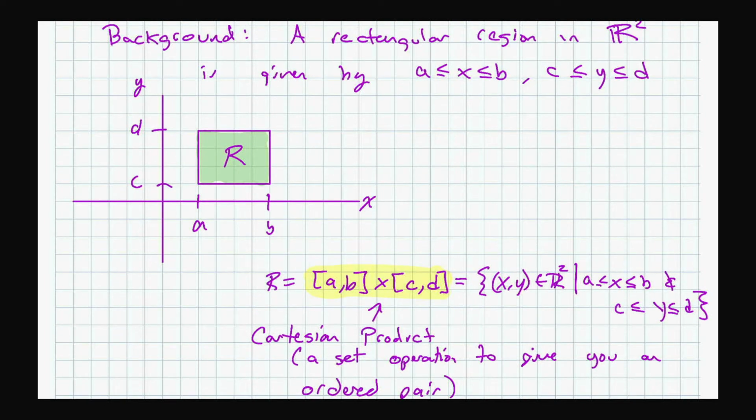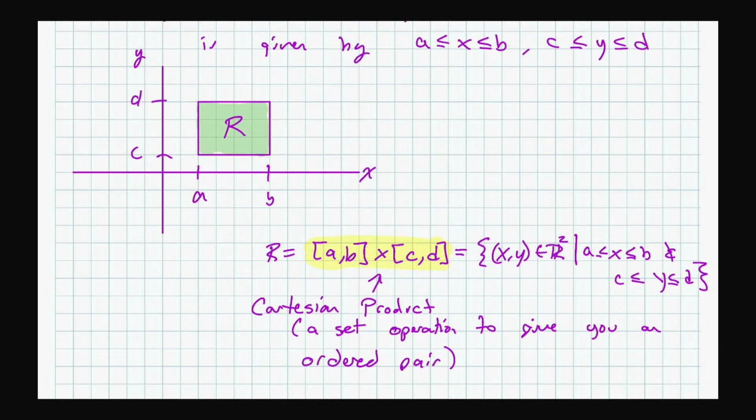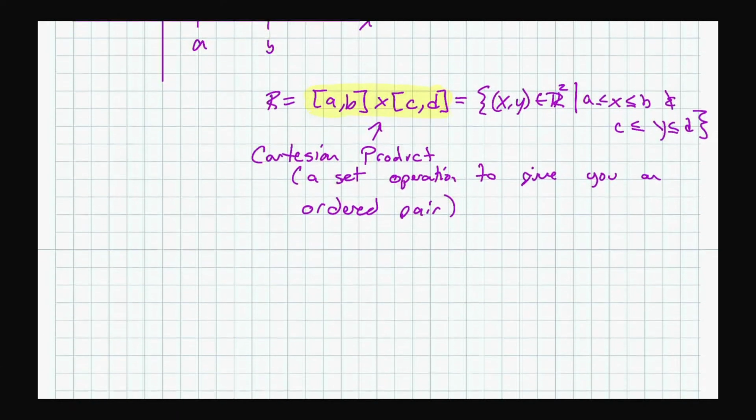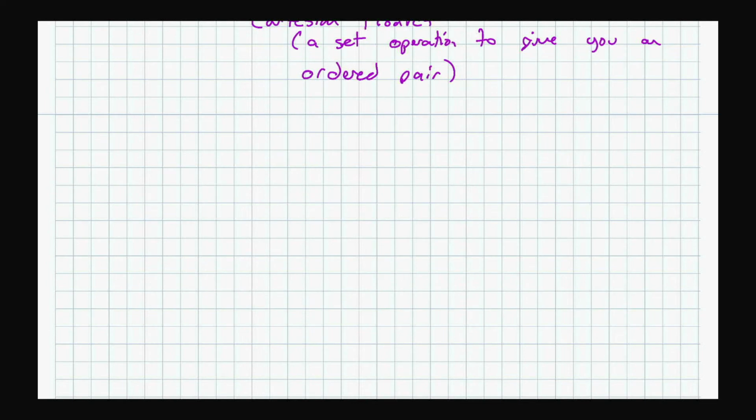So that's a rectangular region. That's a lot of talking just to explain what a rectangle is, but I think you guys get it. The square-looking thing, but not a square. Okay, so what we want to do from there is figure out what this integral thing is. So we're going to look at a double integral.